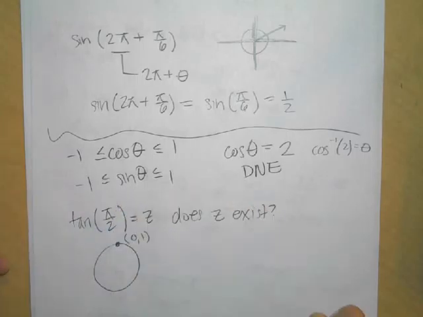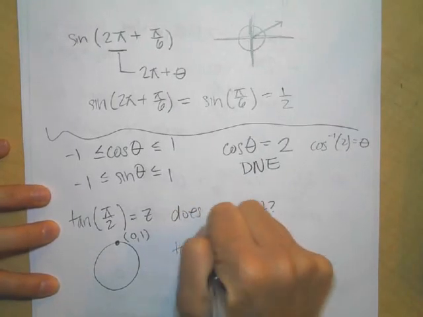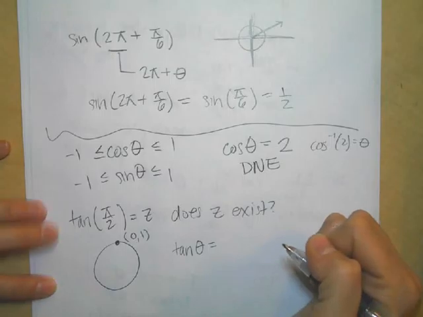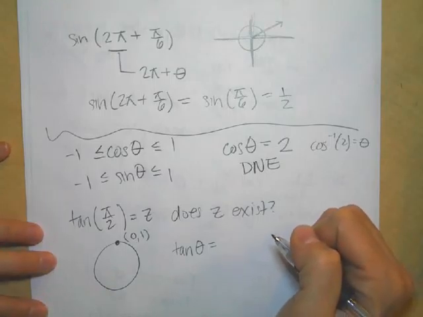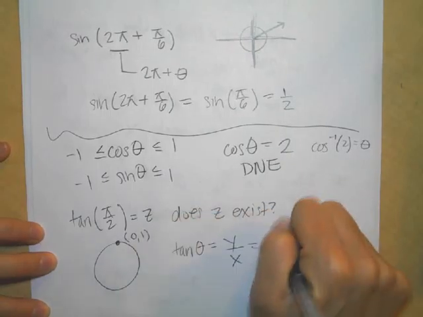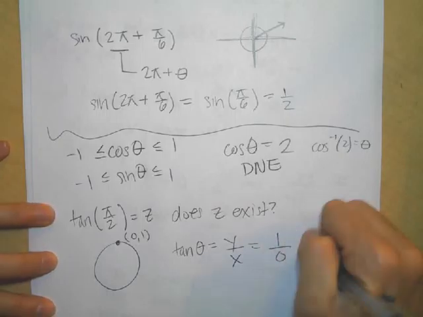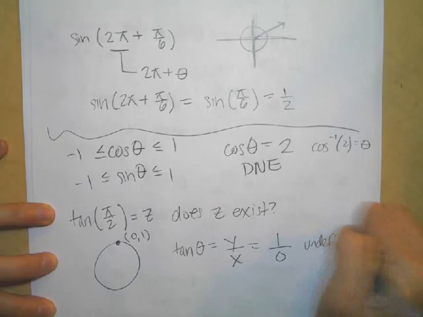Correct? Tangent is the same as what? What over what? Y over x. So that's going to be 1 over 0. So does tangent exist? What's 1 over 0? Undefined. If it's undefined, it doesn't exist.